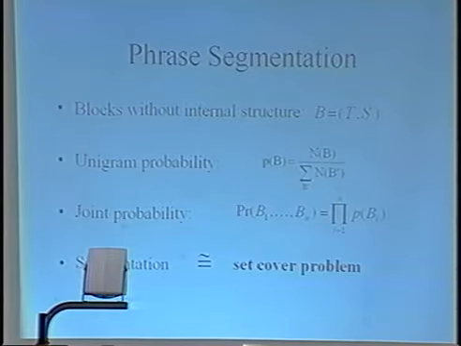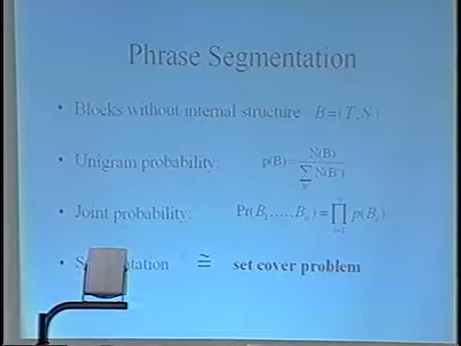I'm collecting these blocks on training data, and I collect co-occurrence counts of blocks on training data. I compute the unigram probability of a block over the sum of all blocks that I've collected in training data. I compute the probability of a segmentation using these blocks as a product of those unigram probabilities. And this problem is related to the set cover problem.